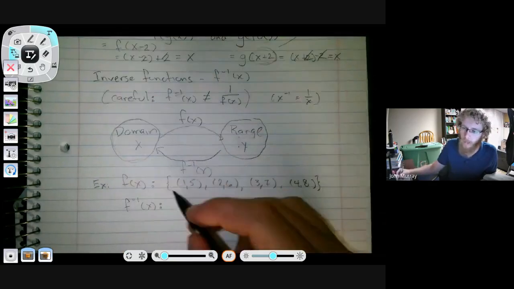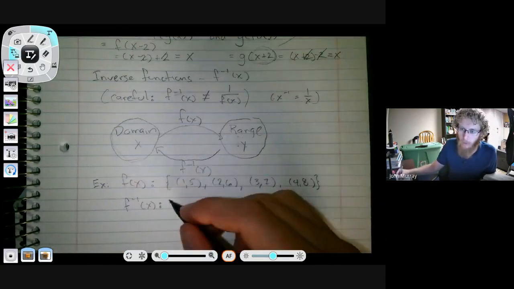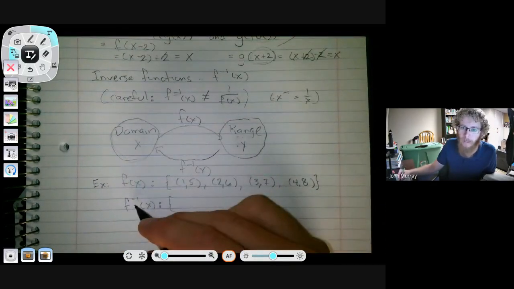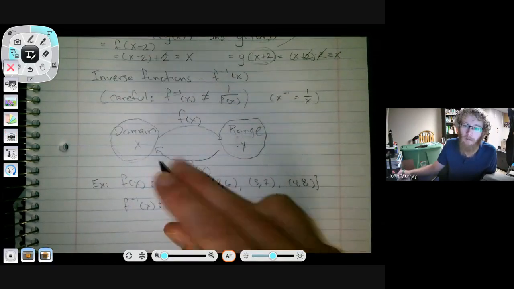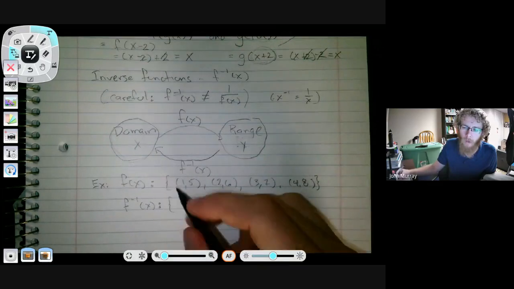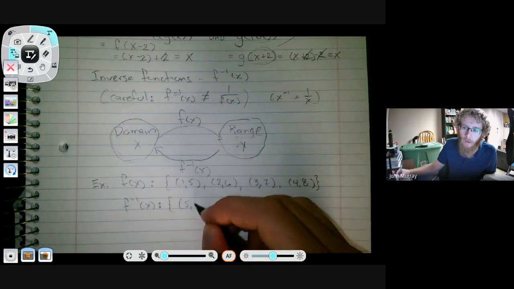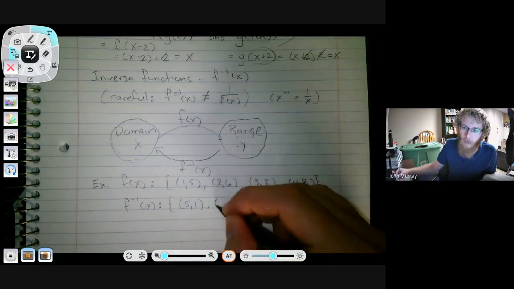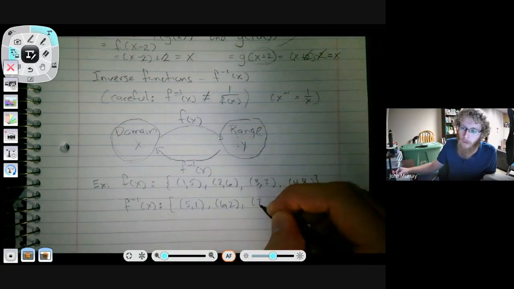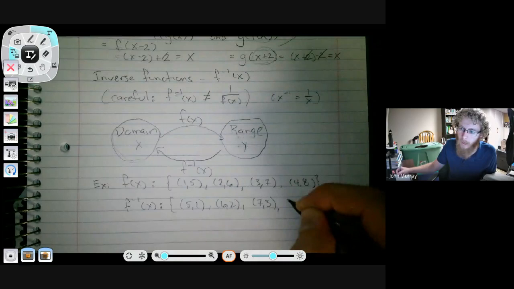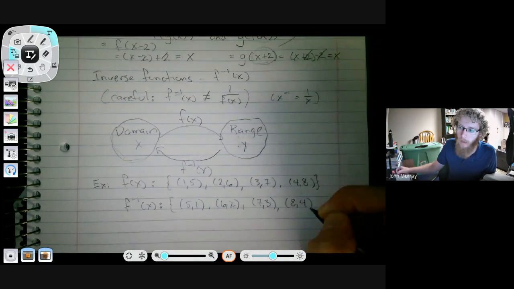But without even knowing that, if I was given this information, I could find the domain and range of my inverse function by swapping my domain and range. So there I would have 5, comma 1, 6, comma 2, 7, 3, and 8, 4.